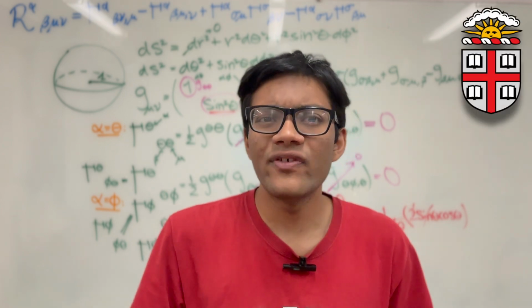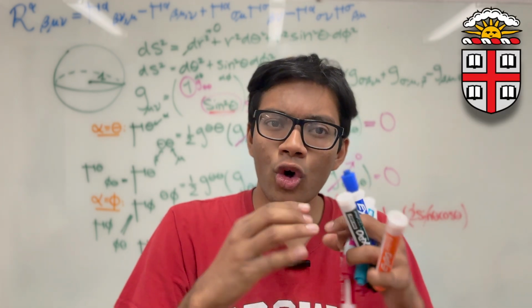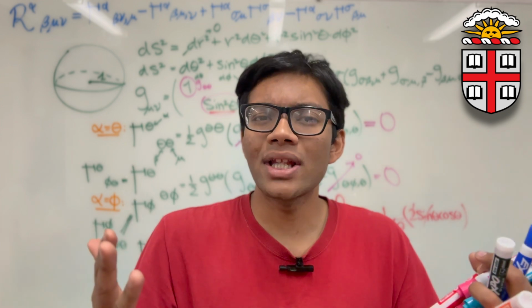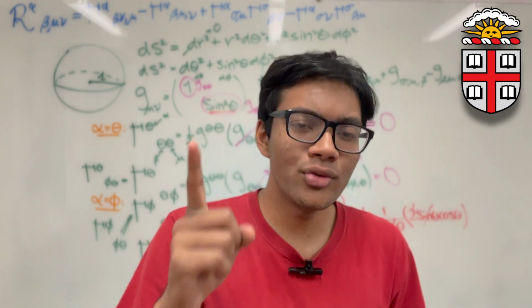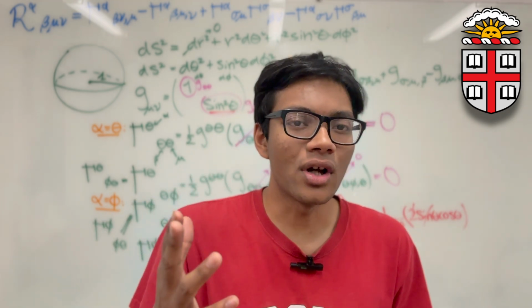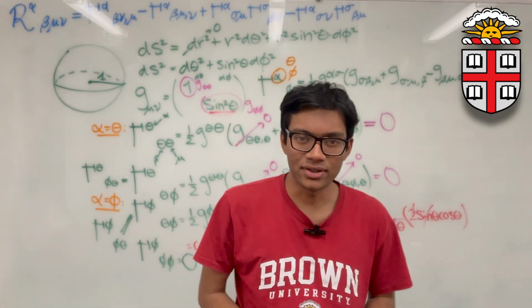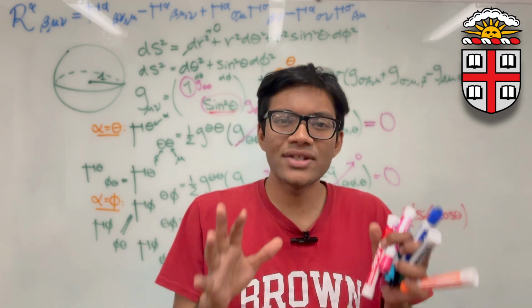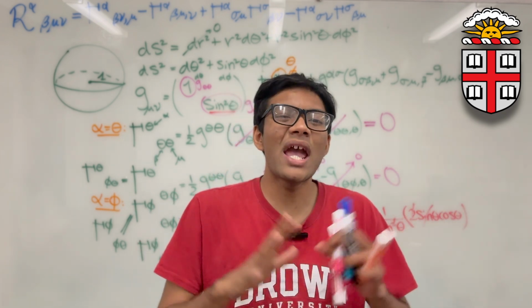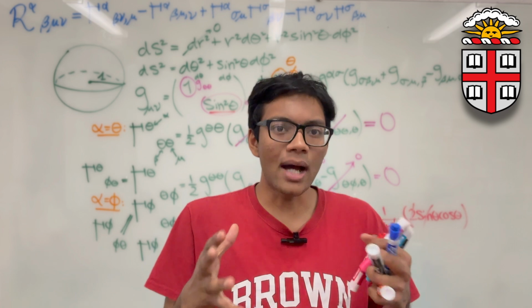How do you know if an object is curved or flat? In general relativity, there's only one thing you need to tell you if an object is curved or not, and that is the Riemann curvature tensor. The Riemann curvature tensor is one tool that tells you everything about how curved an object is.